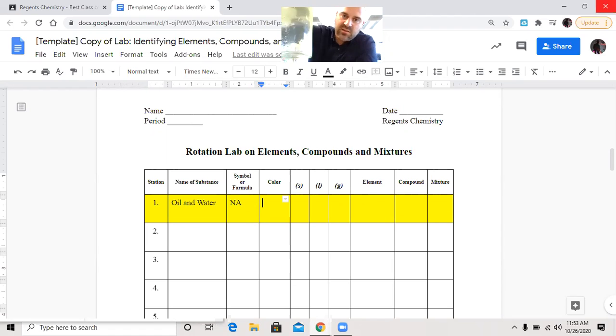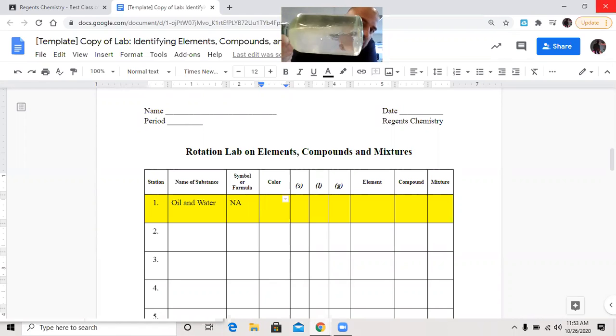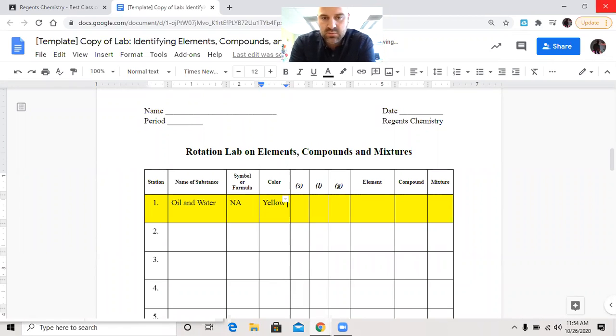The color of this thing, again, see it move around. You definitely have transparent or clear on the bottom layer. Then you can see the oil on the top layer. You can see there's different densities there, which give it different properties. You could separate this pretty easily. So color I'm going to say is yellow on top, and clear.